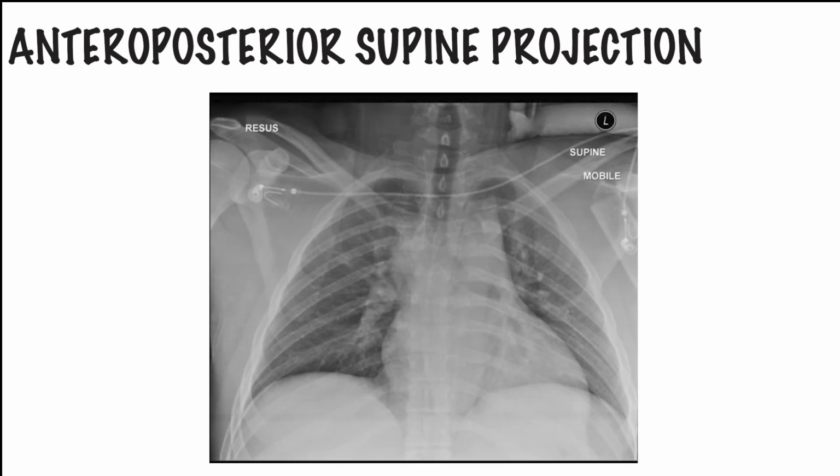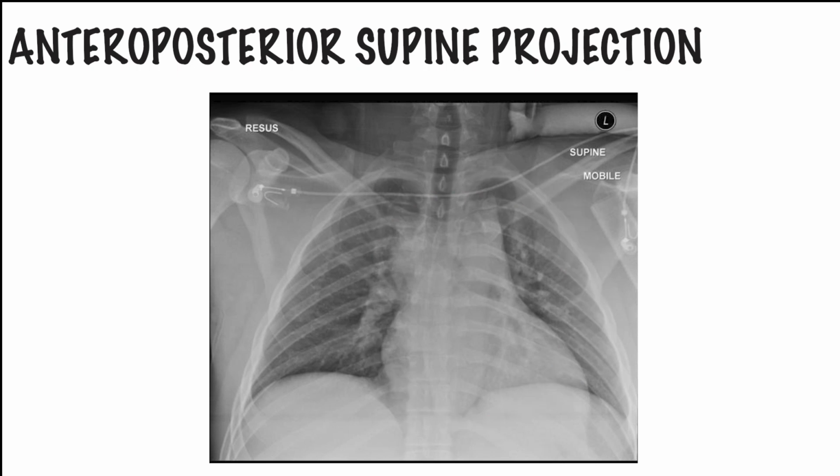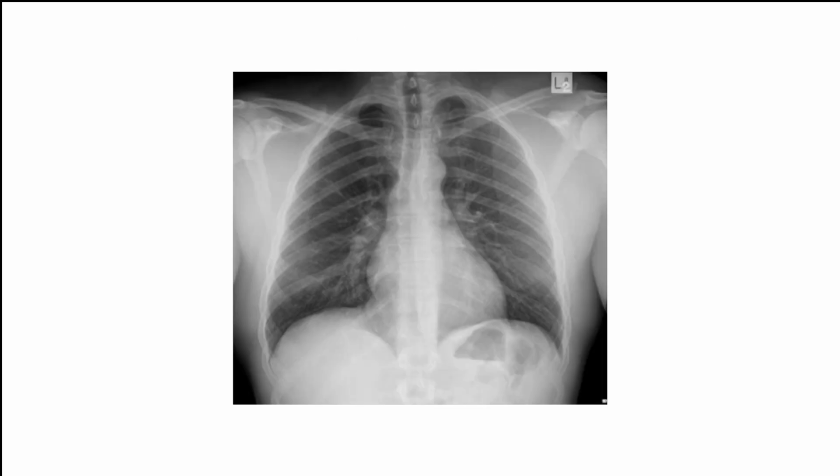AP X-rays are often done in acutely ill or traumatized patients, and patients in ICU and coronary units who are unable to stand for a PA erect film. Do note that the mediastinum and heart appear wider on an AP film due to venous distension and magnification. An AP X-ray is inferior in quality to a PA X-ray. Here is a picture of an AP X-ray.